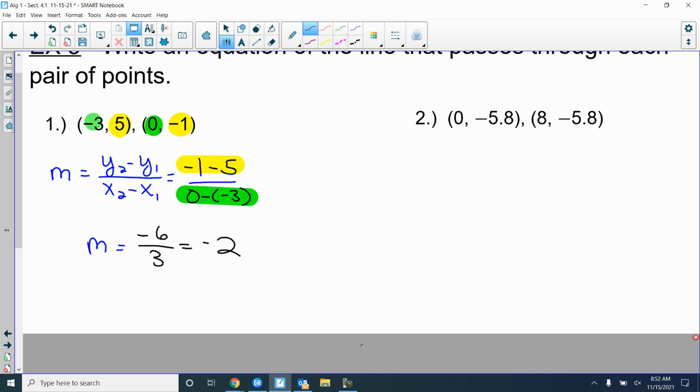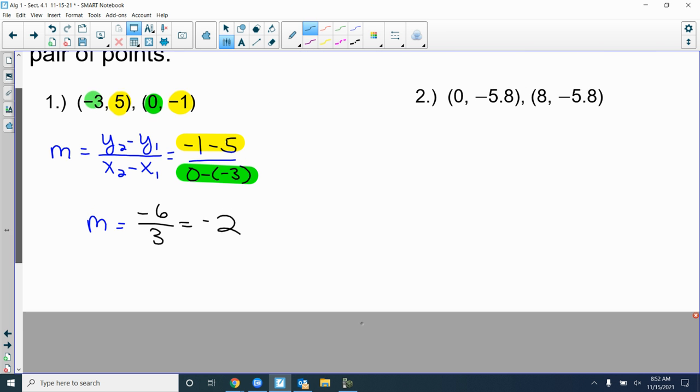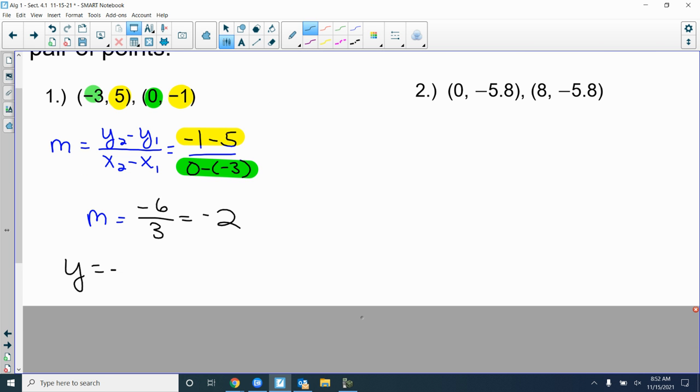All right, can anybody give me the final answer? What is that equation, slope-intercept form? Y equals -2x. But what's the y-intercept? You've got to have that as well. -1. He's correct. So you've got to have the slope, and you've got to have the y-intercept.